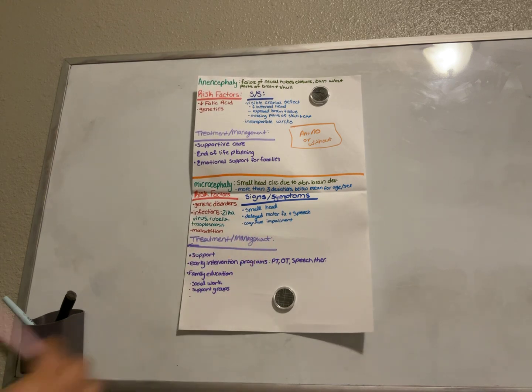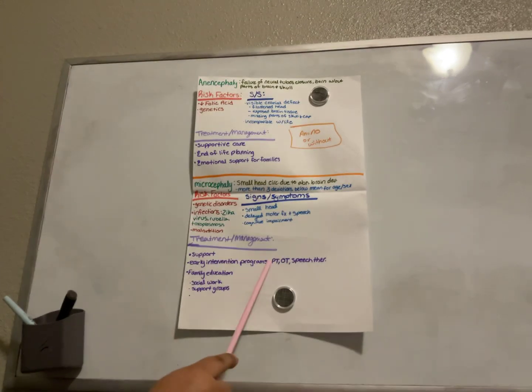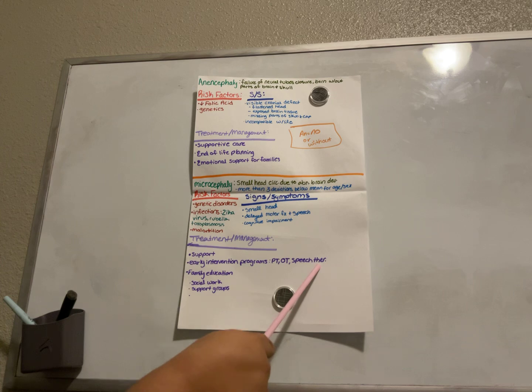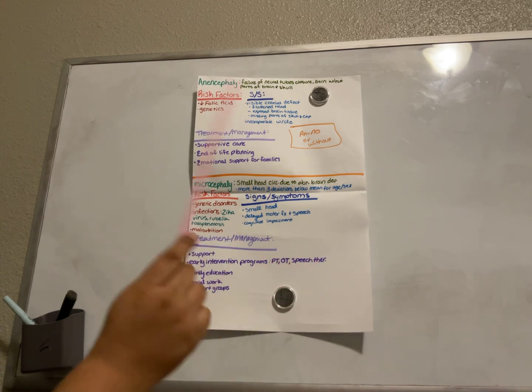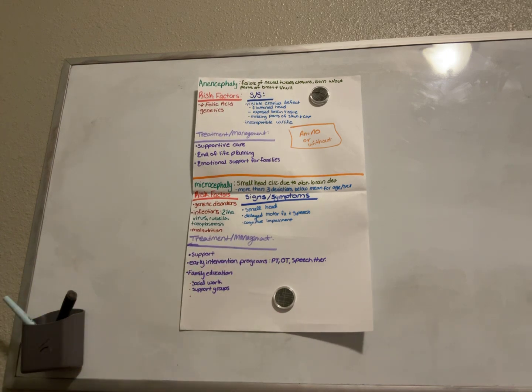So the treatment and management for this is going to be support. You want to be there to support the family. And you can do that by giving early intervention programs like physical therapy, occupational therapy, and speech therapy. Those are going to be your 3 main things. And you want to give family education, give them options to social workers, support groups. You just want to be there to support the family.